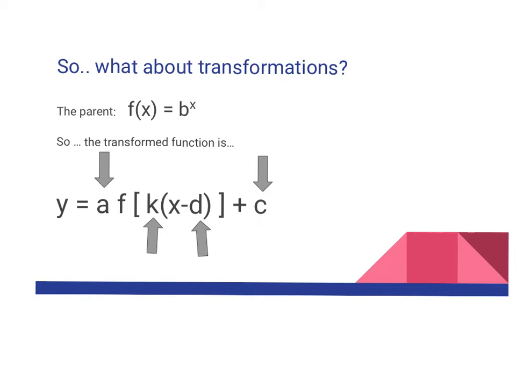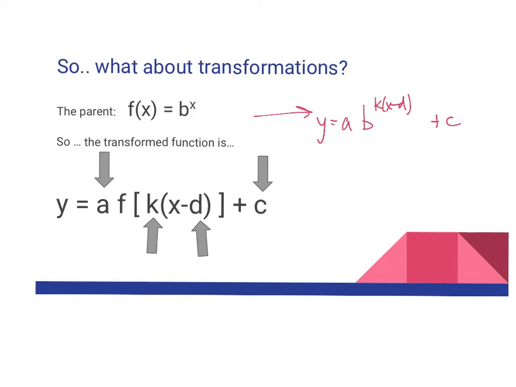I'm going to rewrite that function with the b to the x in it. So what would that look like? It would look like y equals a, and then our parent function is b, and then we have the k up here, x minus d is up there as well because that's where the x is, and then plus c. So that would be the transform function for an exponential function.